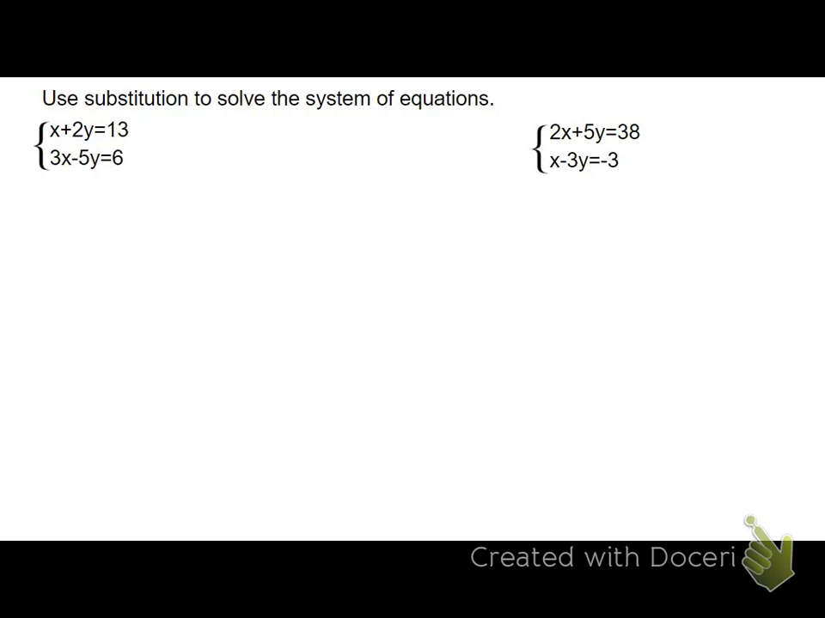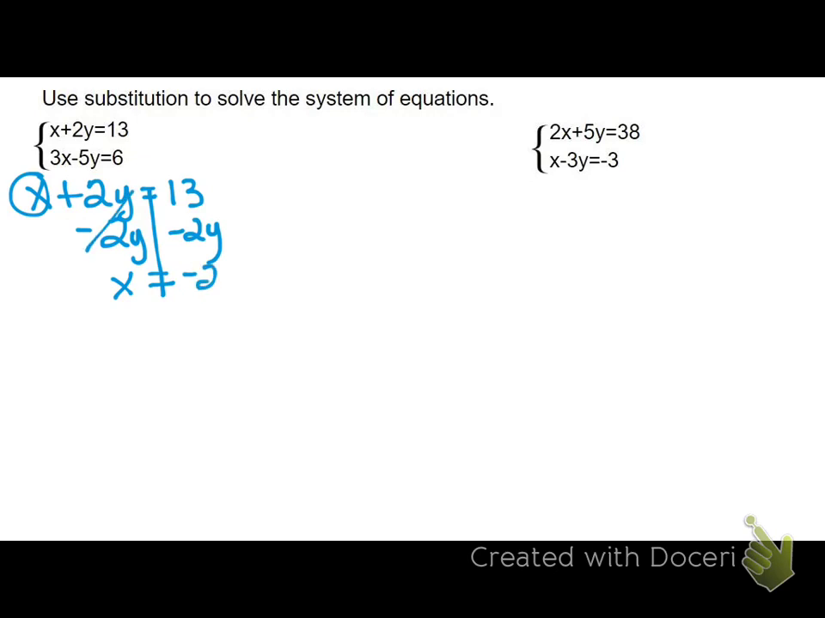What do I do first? Simplify the top. What do you mean by simplify the top? Get one variable by itself. Yeah, why did you pick the top one? It's easier. You're right. X minus 2y, I already have a variable that's by itself there. So I'm going to get the x by itself. All I have to do is subtract that 2y from each side, and then I rewrite my equation. What's my equation going to look like here, Ben? X equals negative 2y plus 13.